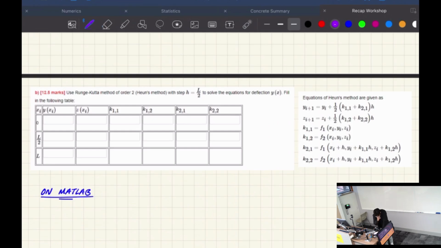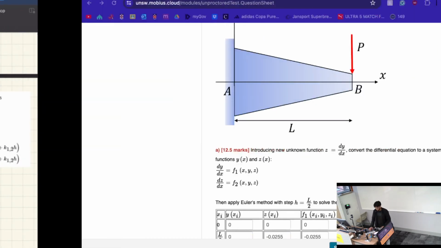All right, so for Heun's method, is that how you say it? You're going to have to use these formulas. The thing about Runge-Kutta, it's actually pretty easy on MATLAB, so I'll quickly show you guys the code.